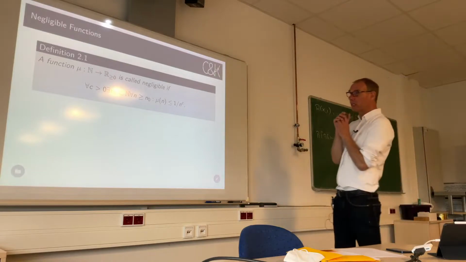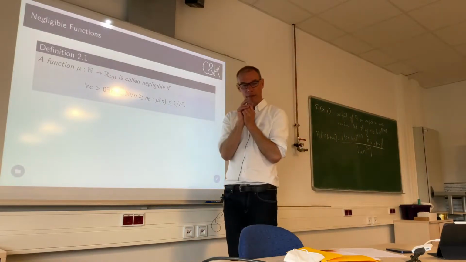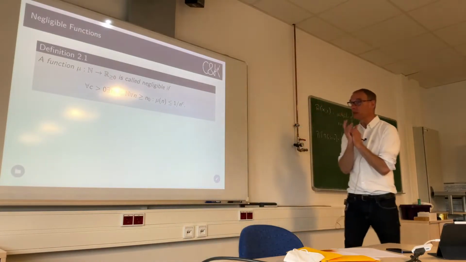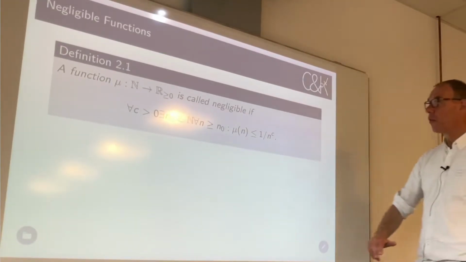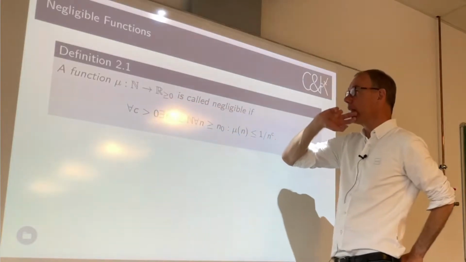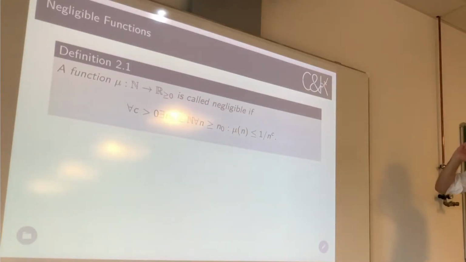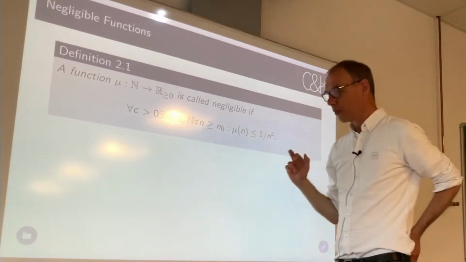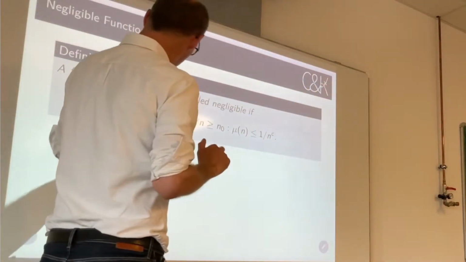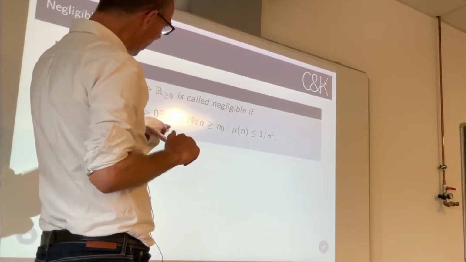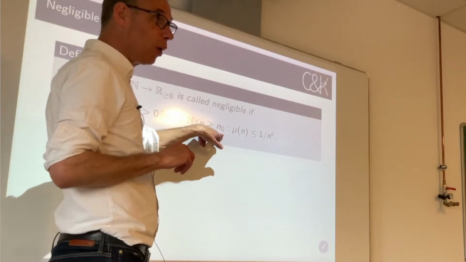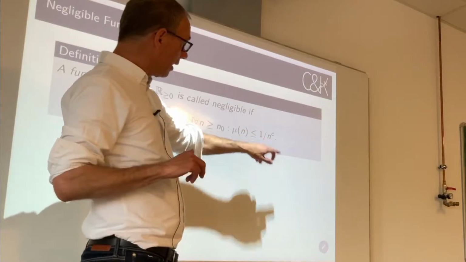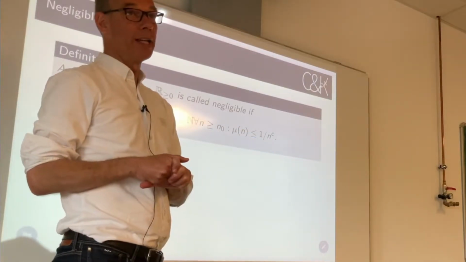The way mathematically we specify that is as follows. A function mu from the natural numbers to the non-negative reals is called negligible if for all positive c's there exists an n0 in N such that for all n larger than n0, mu of n is upper bounded by 1 over n to the c.